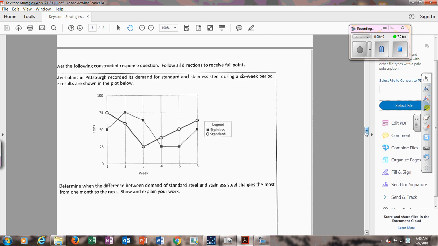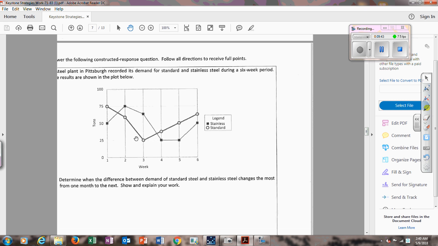For the standard steel, it's going up by about 12 and a half. And so here it would be at like 62.5, and then you just do 12 and a half times 3, which would be 37.5. So do 37.5 plus 62.5. And you get 100.